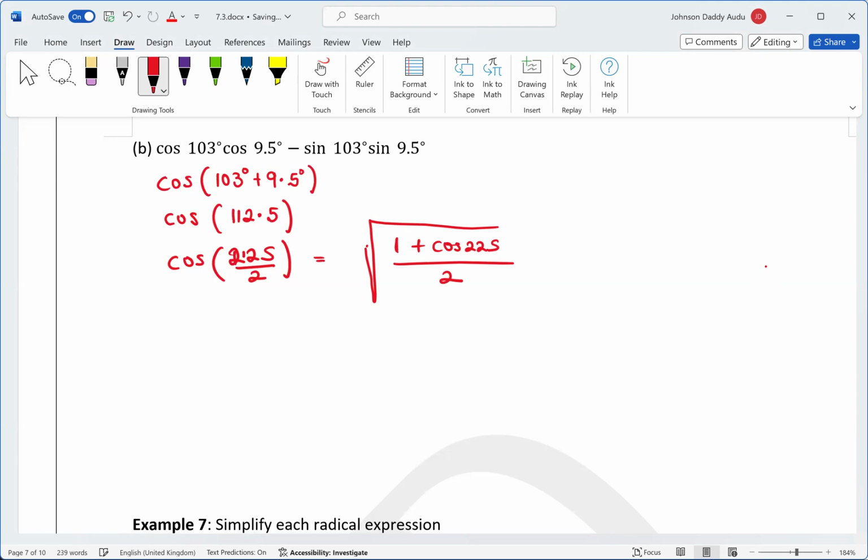But look at this now. This is alpha over 2, which is 112. 112 is in which quadrant? It is in quadrant number 2. And in quadrant number 2, cosine is negative. So we have to put negative here. Right. Okay.